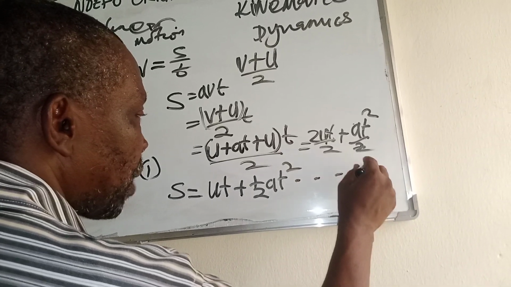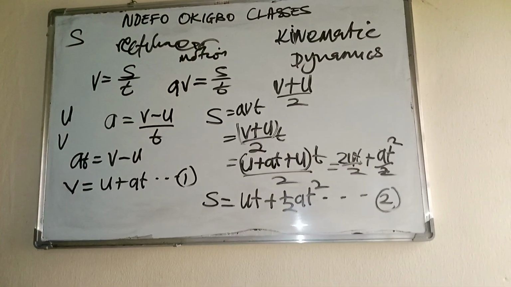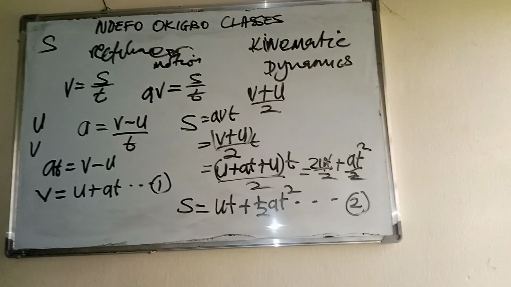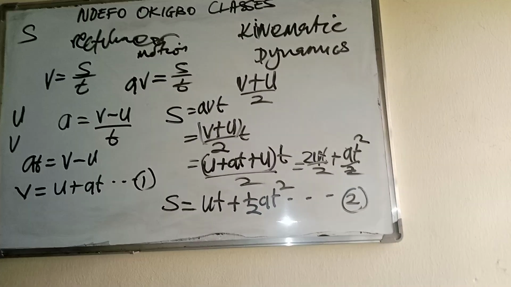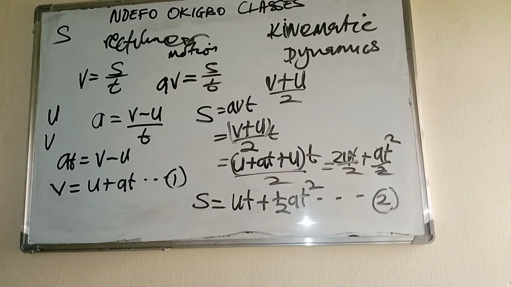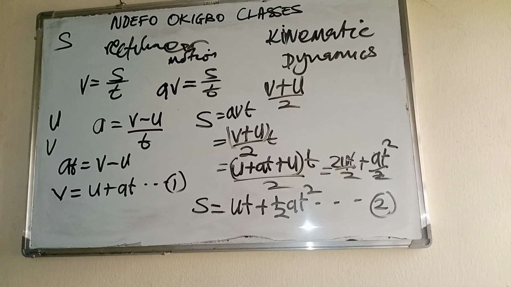This is called the second equation of motion: s is equal to ut plus half at squared.